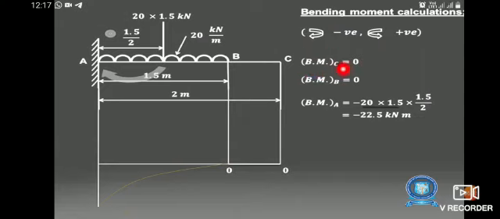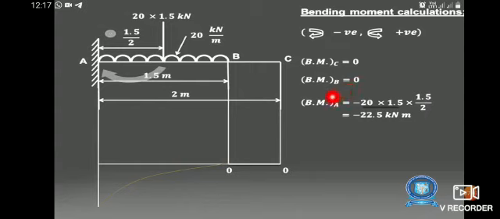So bending moment at C is equal to 0. What is the formula for bending moment? Force into distance. No force is applied, so the bending moment at C is 0. The distance is also 0. So the bending moment at C is 0. Next, bending moment at B point. There is also no force applied, so the bending moment at B is equal to 0.